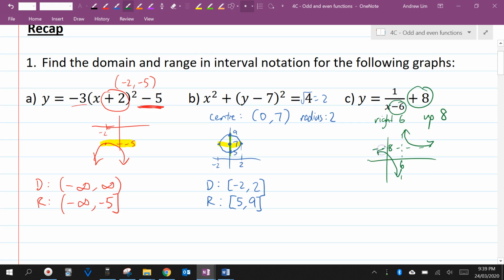Okay, and we know it's going to look something like that because here it's positive 1. It's not negative. There's no negative out here, or in front of it. So it's positive, so it's going to be shaped like this. If it was negative, then it would be shaped this way.